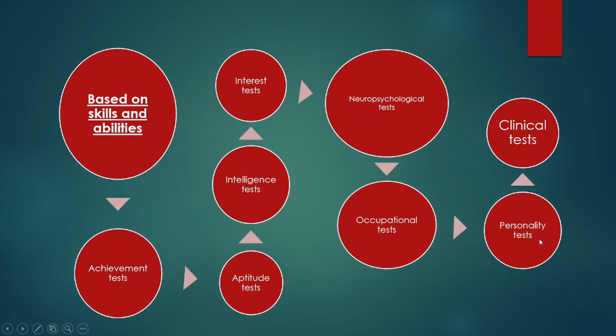Next, personality test. Here, based on the person's personality style, the personality test will be conducted. For example, the Minnesota Multiphasic Personality Inventory and the Rorschach Inkblot test are examples of personality tests. Finally, clinical tests. Here, the patient's level of anxiety and depression will be calculated. For example, the Hamilton Rating Scale is used in depression to measure the person's behavior when the person is in a depressed mood. These are all the tests based on the skills and abilities.